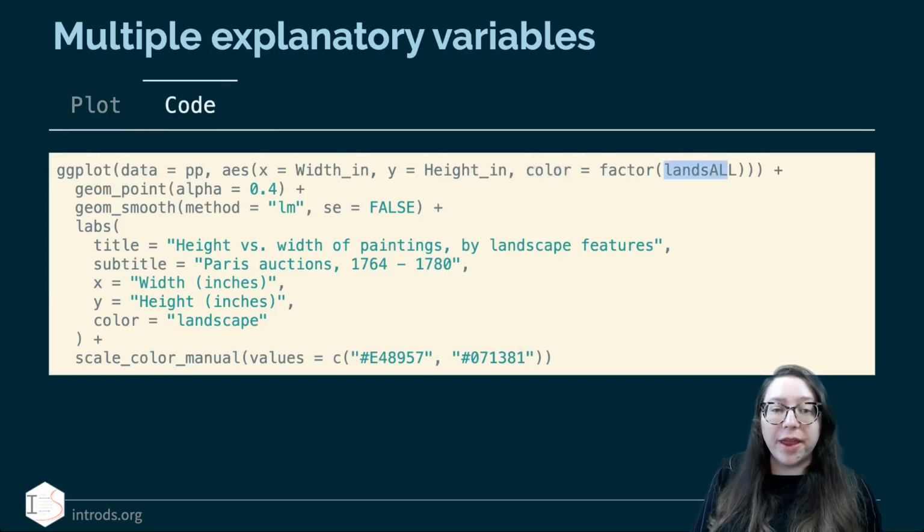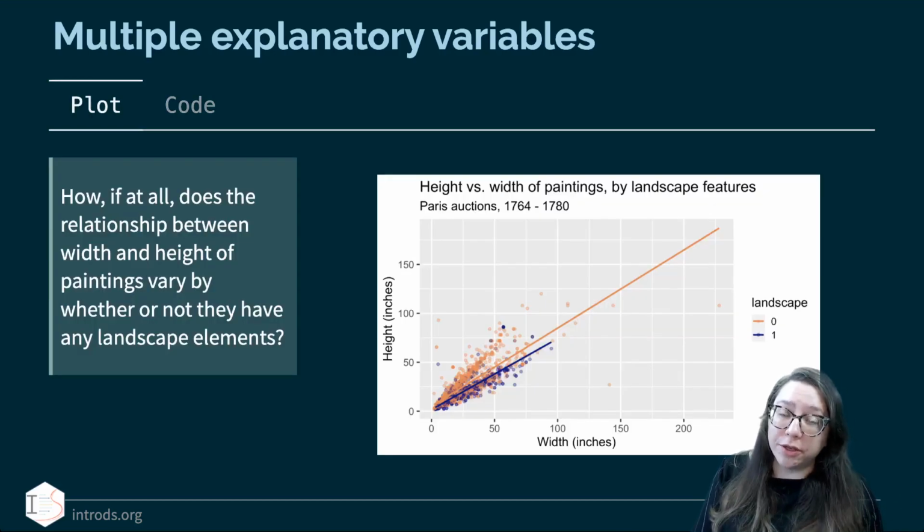The variable that captures whether there were any landscape features in the data set is called lands all, but it's coded as a 0, 1 variable, which as we read in the data from a CSV file, R will initially think of as a numeric variable, but really we want R to consider that as a categorical variable. 0 means no and 1 means yes, so we wrap that in the factor function. And once we do that, and then we add a geom smooth layer to our visualization, by default, ggplot2 will fit the two different models for the two different categories and give us the lines for those.